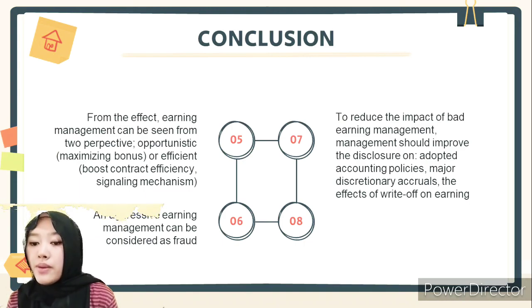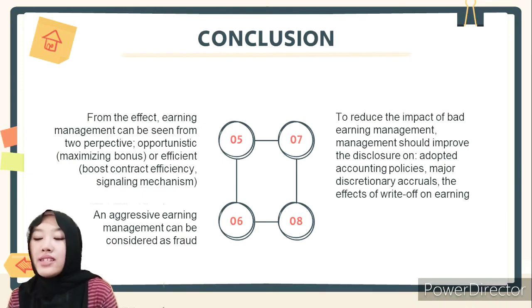Therefore, to reduce the impact of bad earning management practice, the management should improve their disclosure on adopted accounting policies, measure discretionary accrual, and the effect of write-off on the core of the earning, because improved disclosure will not only make it easier in assessing the management stewardship, but it also improves the share price to reflect the firm's value, promotes good corporate governance, as well as improves the firm's social responsibility.